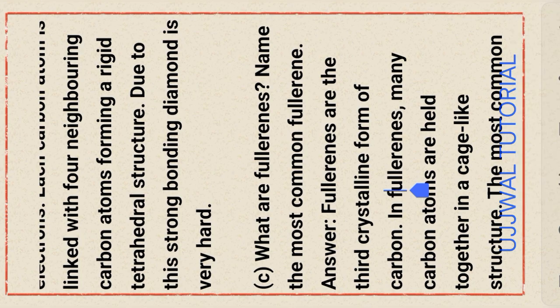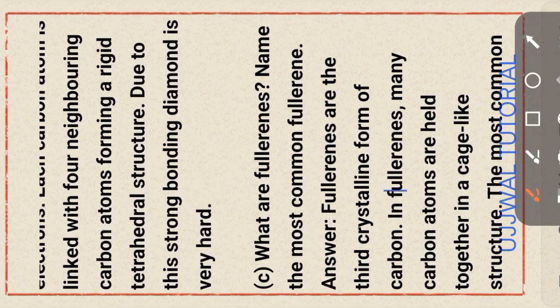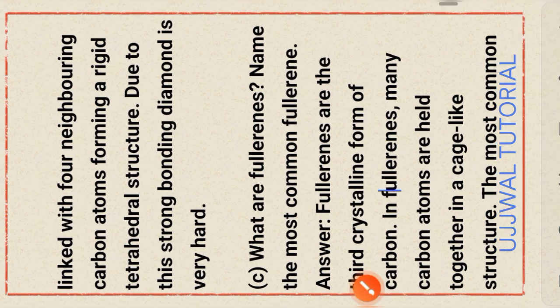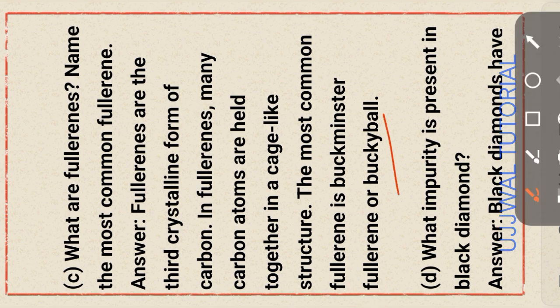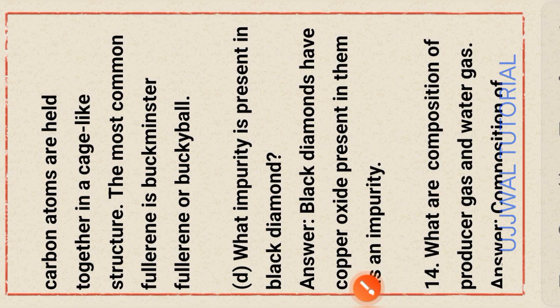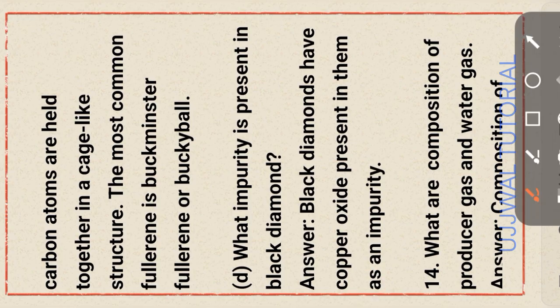Fullerenes have many types, in which carbon atoms are held together, for example 60 carbon atoms in a cage-like structure. Okay, the most common fullerene is buckminsterfullerene or buckyball. Okay, next question, what impurity is present in black diamond? Black diamond has copper oxide present in it as an impurity.